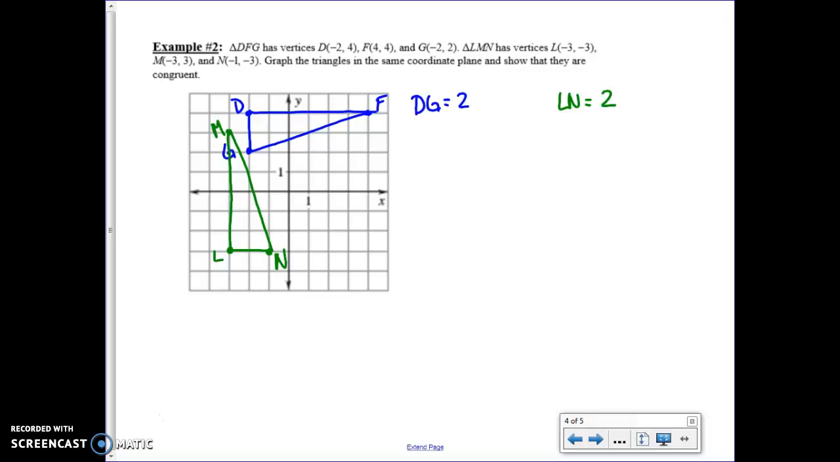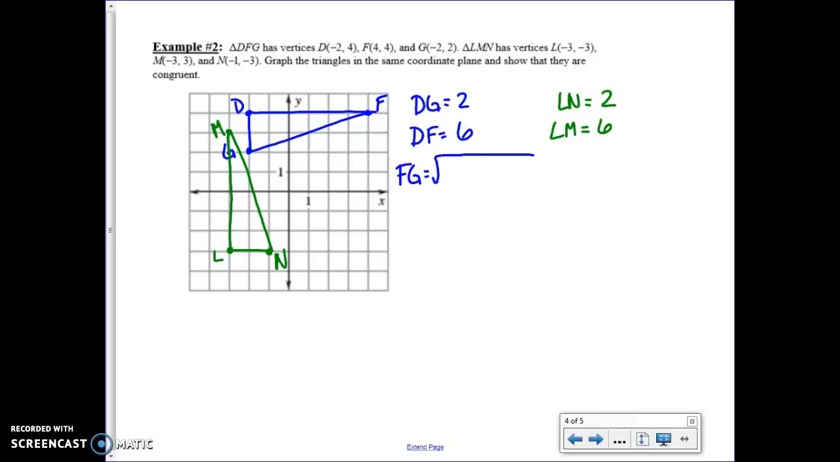Then I know that DF, if I count it, is 1, 2, 3, 4, 5, 6. And I know that LM, if I count, is 1, 2, 3, 4, 5, 6 boxes as well. There's 2 of the 3 sides. So from here, we just have to do distance formula twice. So I'm going to do FG.